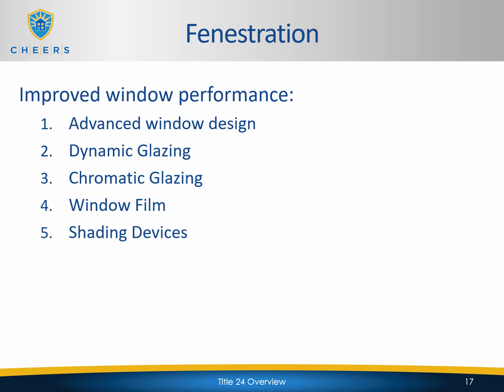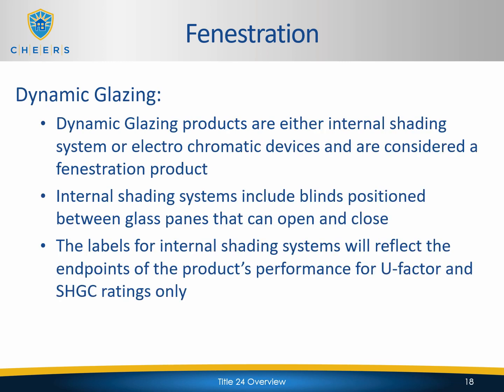Now, there are things that we can talk about when it comes to improved window performance, and these are not items that are in Title 24, but nonetheless, these are things that can help installers or builders add certain products to increase the values of their windows. So dynamic glazing products are either internal shading systems or electrochromatic devices and are considered a fenestration product. Internal shading systems include blinds positioned between glass panes that can open and close. The labels for internal shading systems will reflect the endpoints of the product performance for U factor and solar heat gain coefficient ratings only.